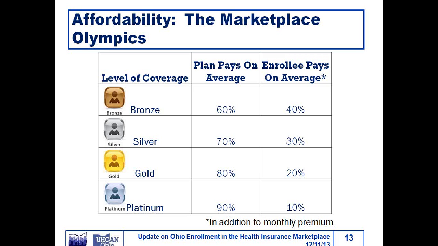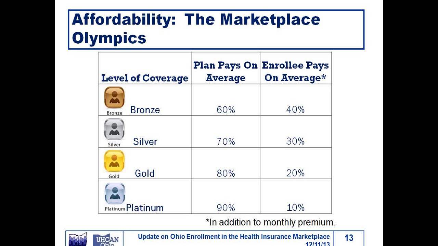Now, this is what's known in insurance language as actuarial value. It's an estimate of what everybody enrolled in that plan on average will pay. It doesn't necessarily mean that you'll pay 40%. But that's the value of the plan. It assumes that the average person would pay 40% of the cost. So it's cheap, but it's going to cover less.